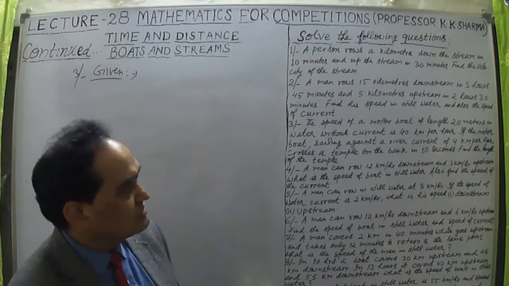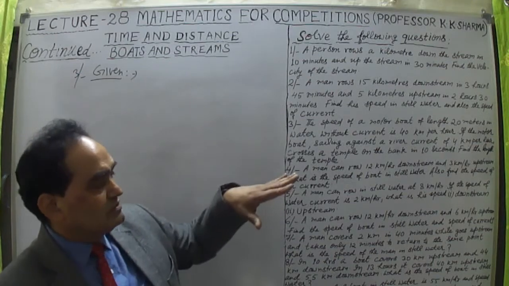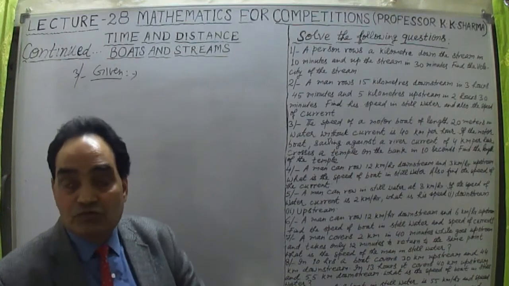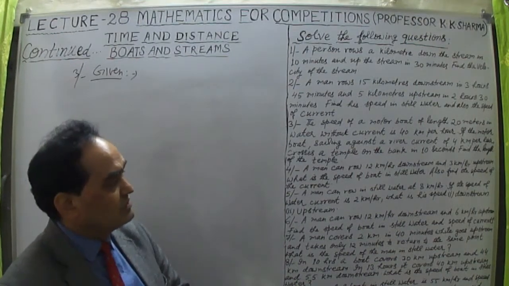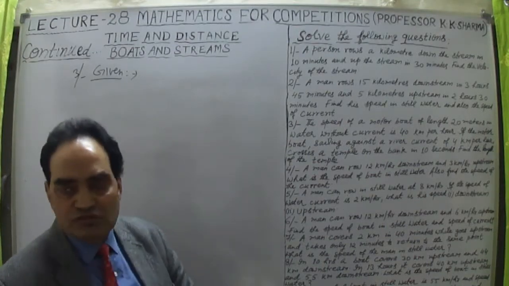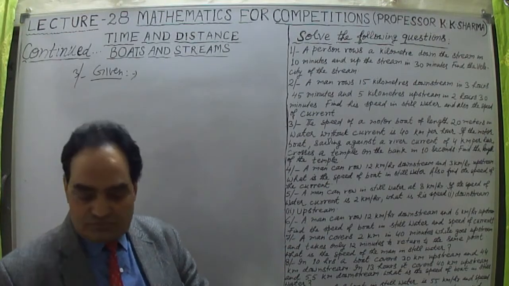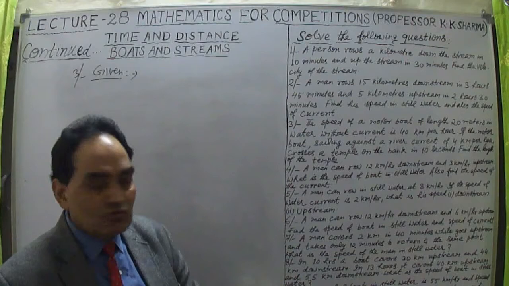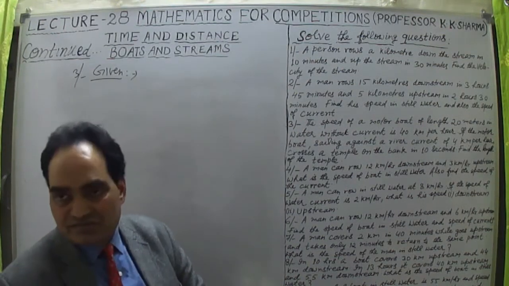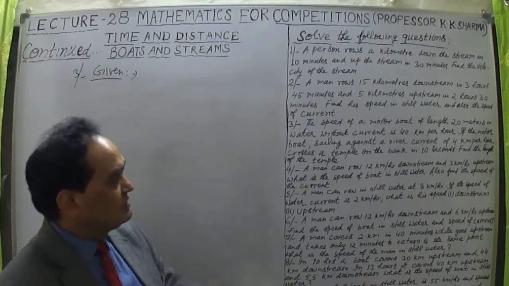So the river current is 4 km per hour. That is the speed of the current, and the speed of the motorboat is also given. Both speeds are given, the x and y values. Now this is upstream, and the time is given as 10 seconds. In meters per second, first we have to convert into meters, then find the length of the temple.